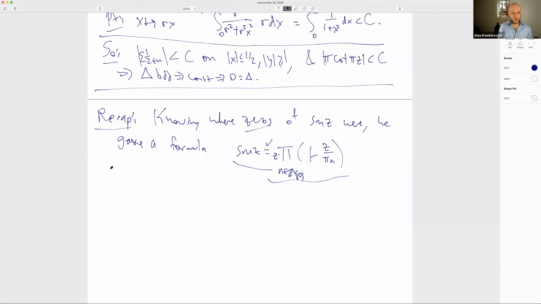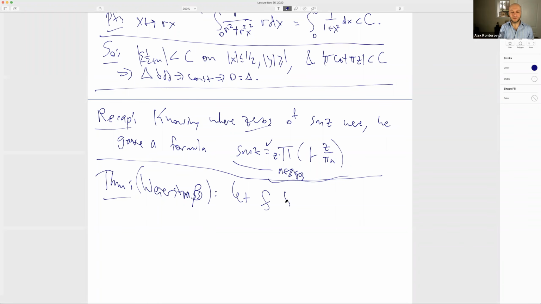So Weierstrass worked out a general theory of such things. Here's a beautiful theorem of Weierstrass. Let f be entire, so I have a holomorphic function from C to C. And say it has zeros at a_n.